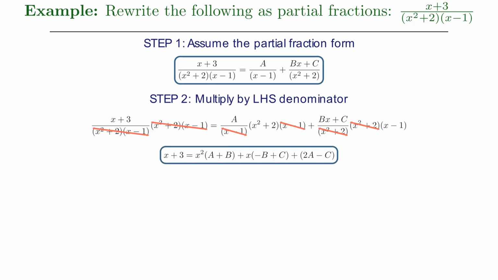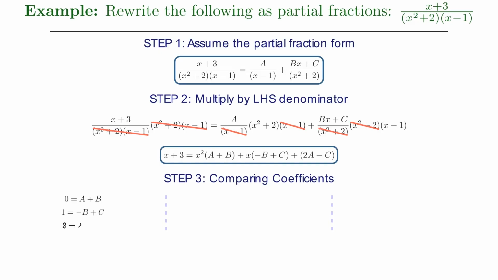So comparing the coefficients to get the simultaneous equations, we start by comparing the coefficients of the x². On the left-hand side we have 0x² because there is no x² term, and this is equal to x² times (A + B). Therefore 0 equals A + B. Next, comparing the coefficients of x, this gives us that 1 equals −B + C. And then finally the numbers, 3 equals 2A − C.